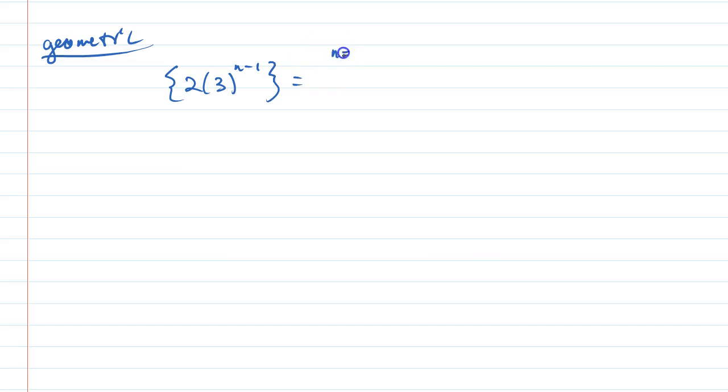Alright, if I do n equals 1, I plug 1 in, I get 3 to the 0, which is 1. 2 times 1 is 2. That's my A1. Alright, when I plug 2 in, I'm going to have 2 times 3 to the first, which will be 6. And then if I plug 3 in, it's going to be 2 times 3 squared, which is 9, times 2 is 18.